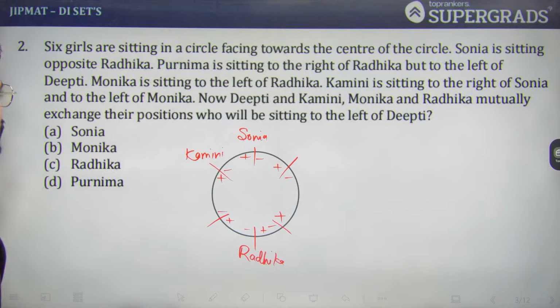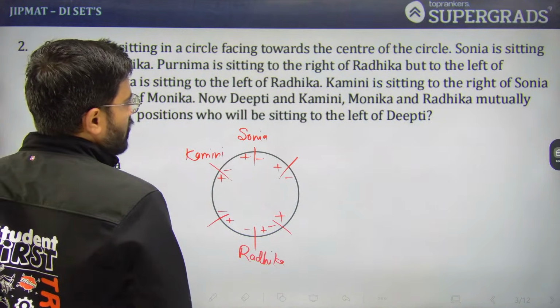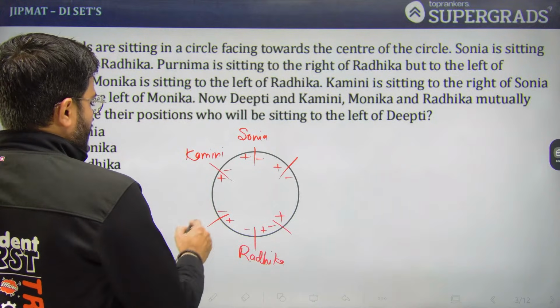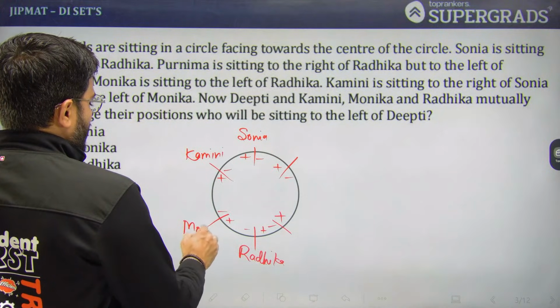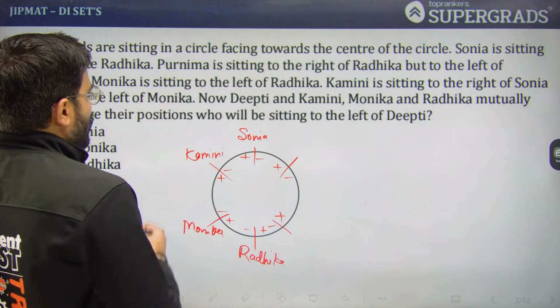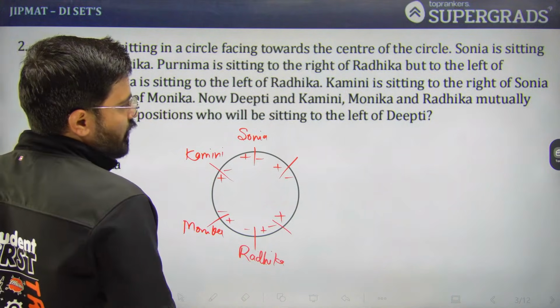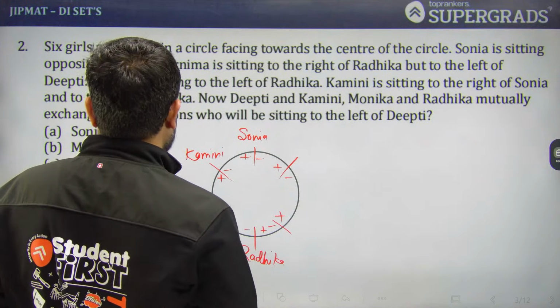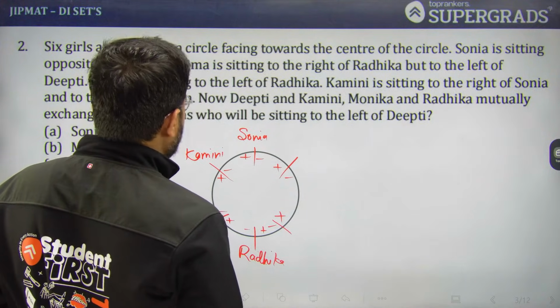And to the left of Monica. Kamini is sitting to the right of Sonia and to the left of Monica. So this is Monica. Now, Deepti and Kamini, Monica and Radhika mutually exchange their positions. Who will be sitting to the left of Deepti?